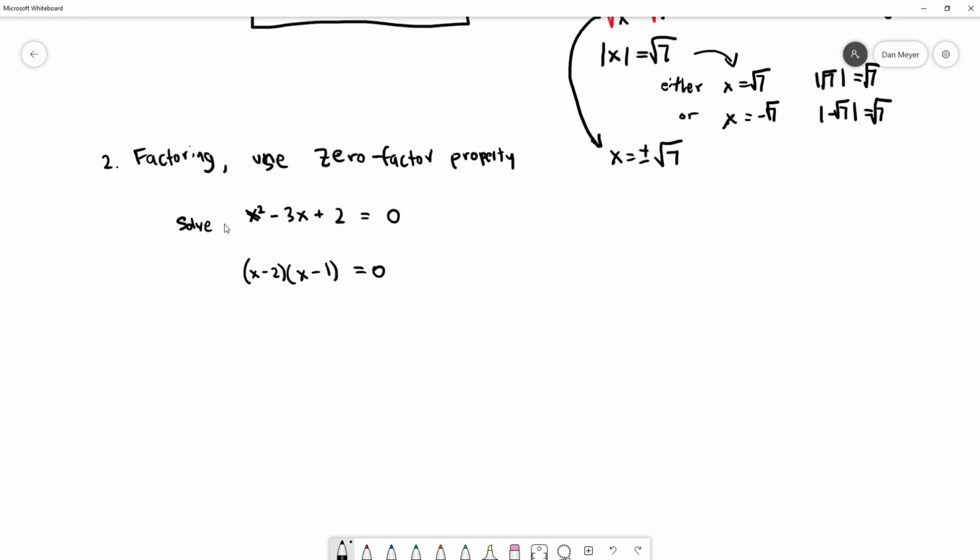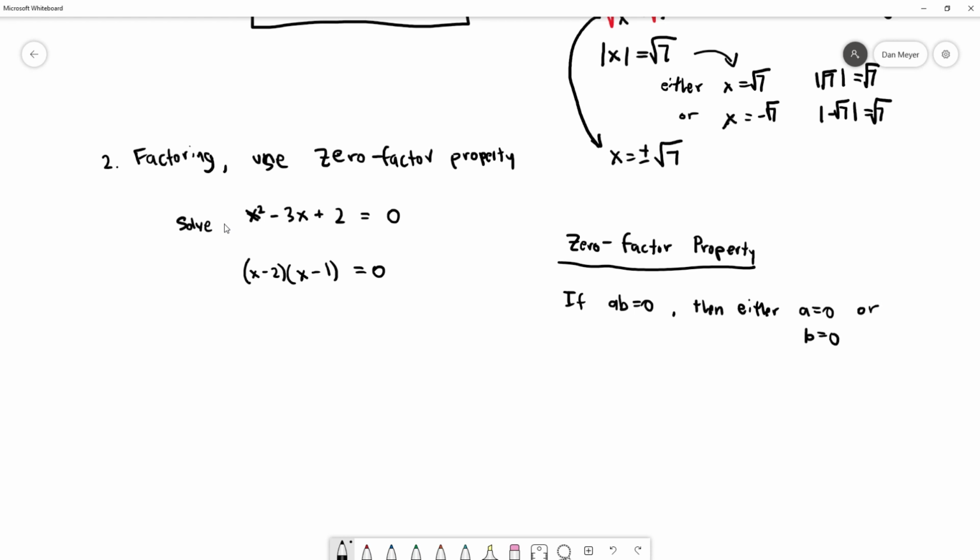Now here's the zero factor property. It's a property of numbers. Well, it's definitely given in your book. It says if a times b is equal to 0, then either a is 0 or b is 0. If you've got two numbers and they multiply together to give you 0, then at least one of those numbers has to be 0. That's the zero factor property. It is a property of numbers.